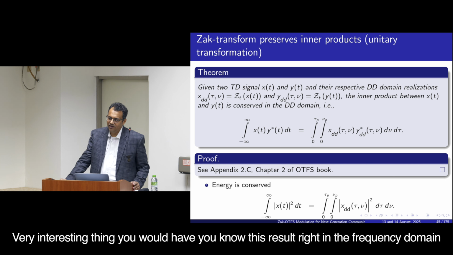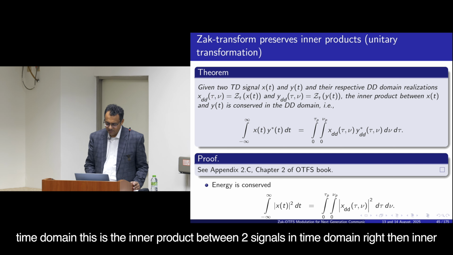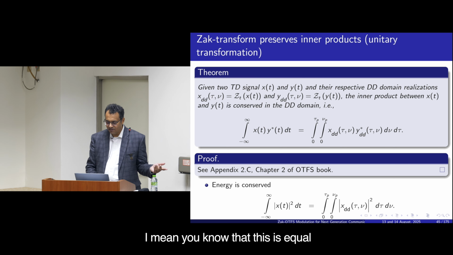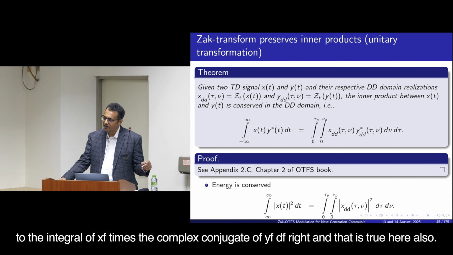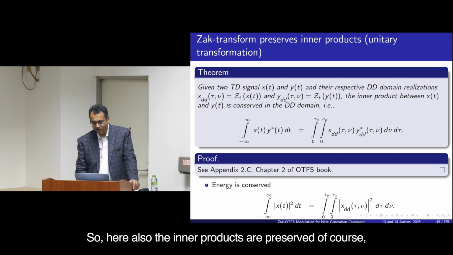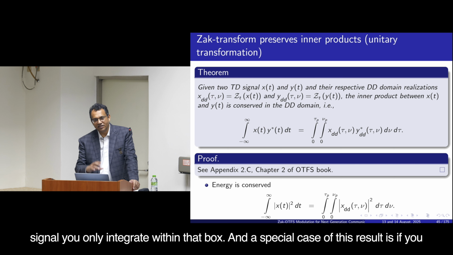You would know this result, right? In the frequency domain, I think it's called the generalized Parseval's theorem. If you take the inner product of two signals in the time domain, then inner products are preserved in the frequency domain also, right? I mean, you know that this is equal to the integral of X(f) times the complex conjugate of Y(f) df, right? And that is true here also. So, here also the inner products are preserved. Of course, here because you have a quasi-periodic signal, you only integrate within that box.